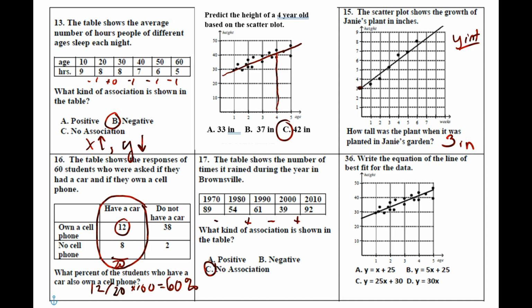Write the equation of the line of best fit for the data. All right, so let's look at our y-intercept. Our y-intercept is between 20 and 30. So that's going to be our best bet of weeding out answers. So this y-intercept is 0. This y-intercept is 30. This y-intercept is 25, and this y-intercept is 25.